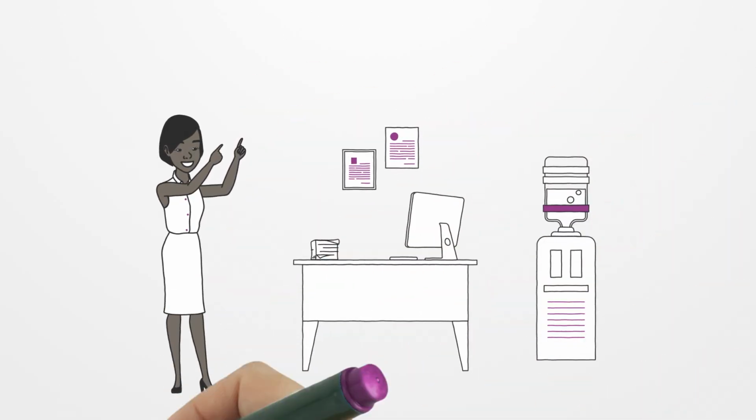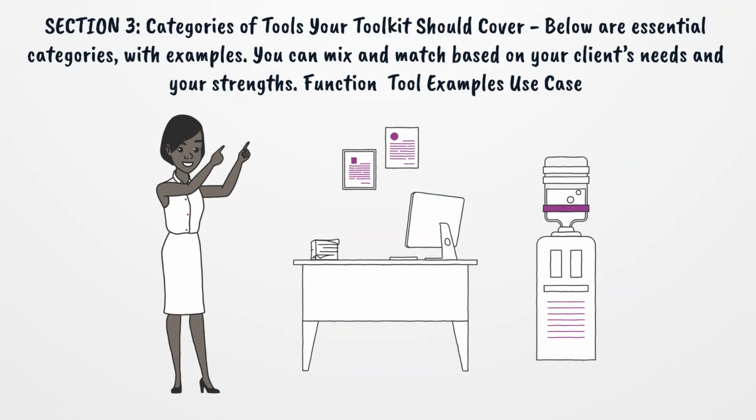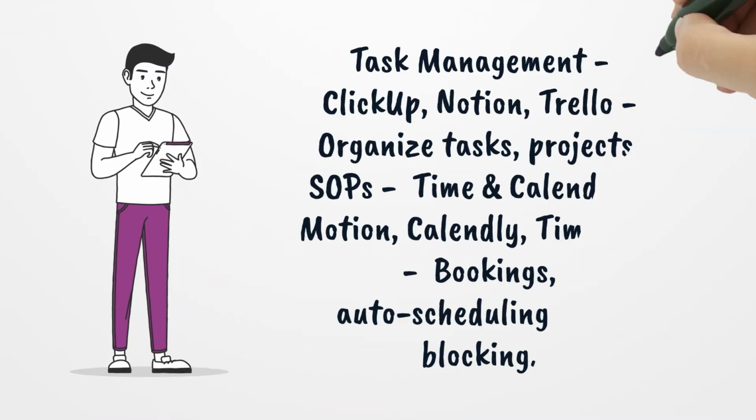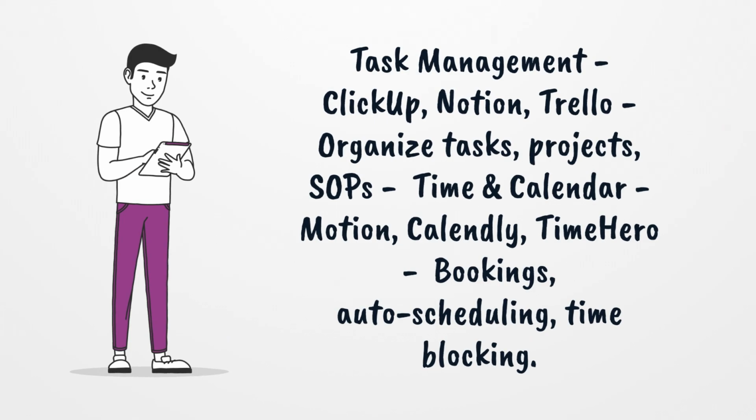Section 3. Categories of tools your toolkit should cover. Below are essential categories, with examples. You can mix and match based on your client's needs and your strengths. Function, tool examples, use case. Task management: ClickUp, Notion, Trello. Organize tasks, projects, SOPs. Time and calendar: Motion, Calendly, Time Hero. Bookings, auto-scheduling, time blocking.